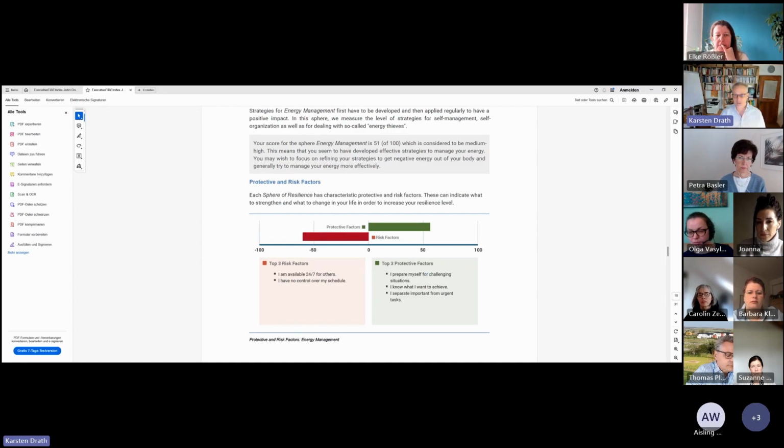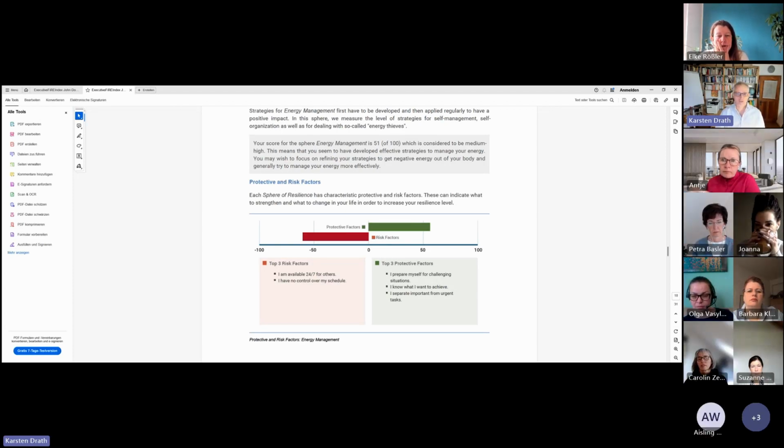Then protective factors: I prepare myself for challenging situations. I know what I want to achieve. I separate important from urgent tasks. So he's doing that already. How can you do more of that? How can you include preparation time in your calendar? How can you make sure that somebody is helping you prepare for challenging situations? How can you spend time maybe to plan the week, to reflect on what you want to achieve? So how can you do more of the protective and less of the risk factor? This is what we call the breadcrumbs, Joanna.